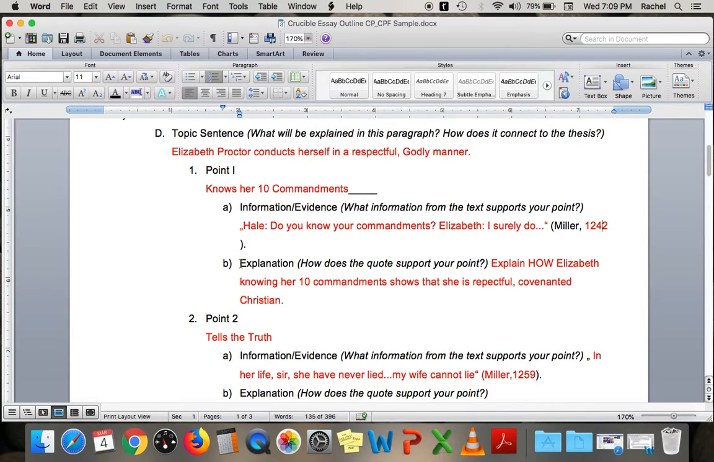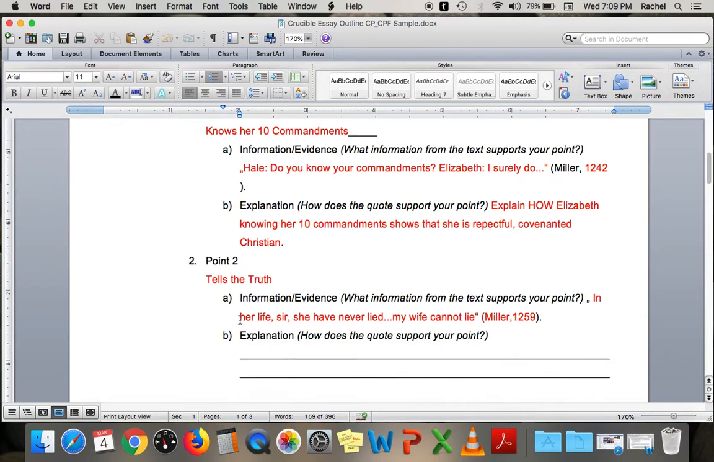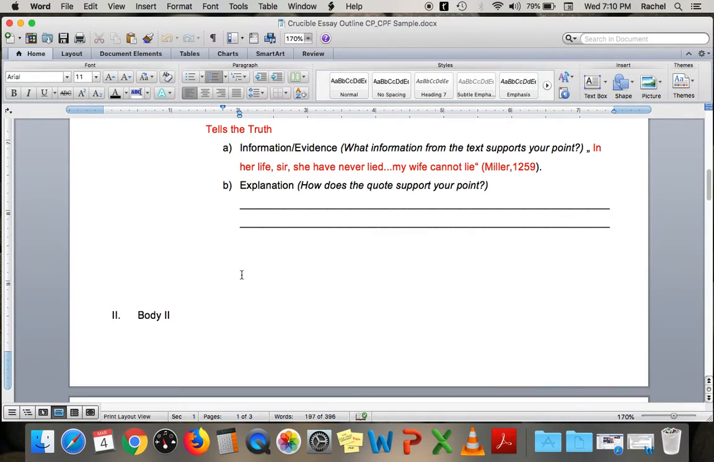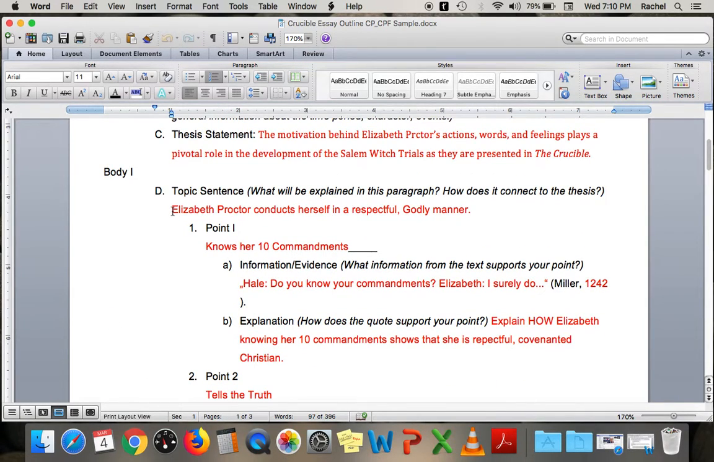So then down here, my explanation, I'm going to explain how Elizabeth, knowing her Ten Commandments, shows that she is a respectable, covenanted Christian. This does not come from the book. This comes right from your brain. So then the second point, again, what is something else that Elizabeth does to show that she's a respectful, godly person? I'm going to say that she tells the truth. The quote I chose for this was when John Proctor says, "In her life, sir, she has never lied," dot, dot, dot, meaning there's stuff in the middle, "My wife cannot lie," end quote. And this was found on page 1259. Then again down here, I'm going to explain how the fact that she cannot lie and she always tells the truth goes back to prove that she is a godly, respectful person.